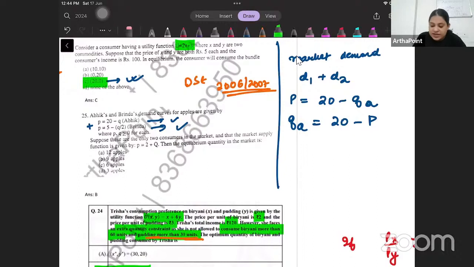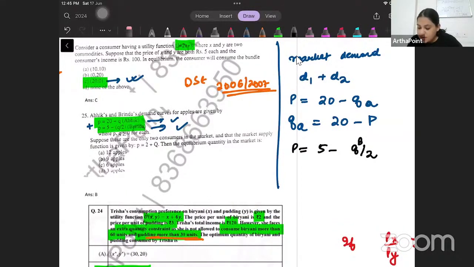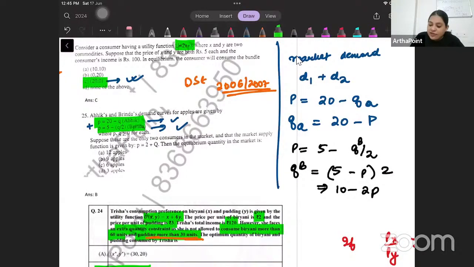Similarly, if I look at the second part, it is given that the demand by Brinda is P is equal to 5 minus Q by 2. This is demand by Brinda, B. So if I solve for QB, it is going to be 5 minus P into 2. That means 10 minus 2P. I have QA, I have QB. Now I can add the 2 together. I can only add demands together.